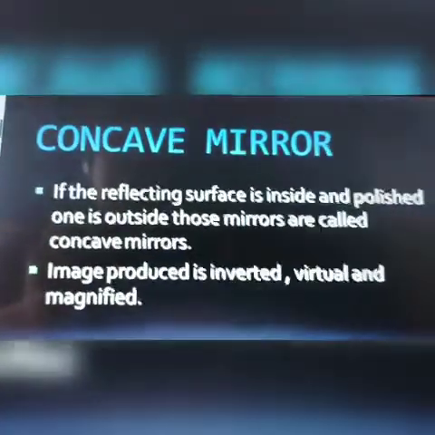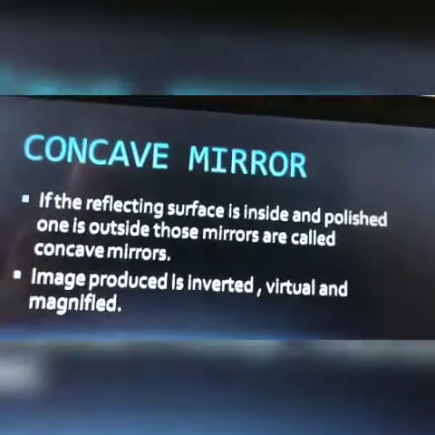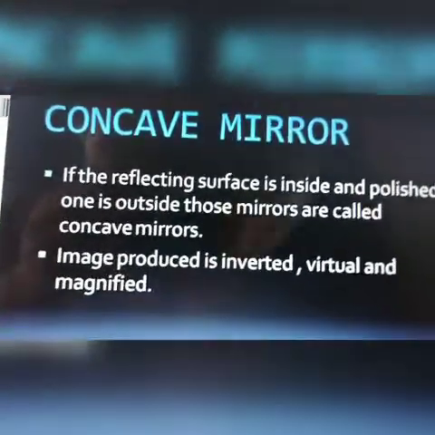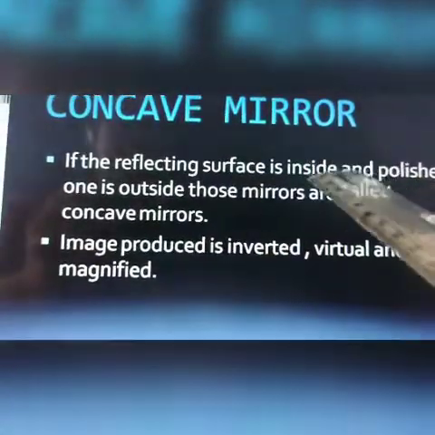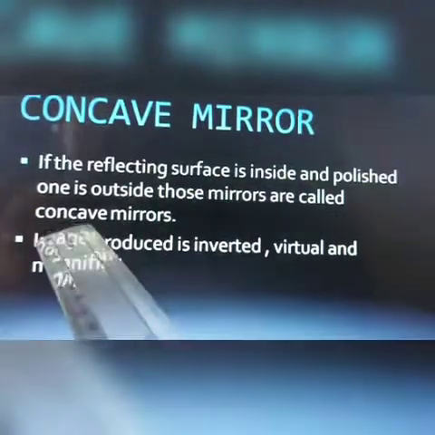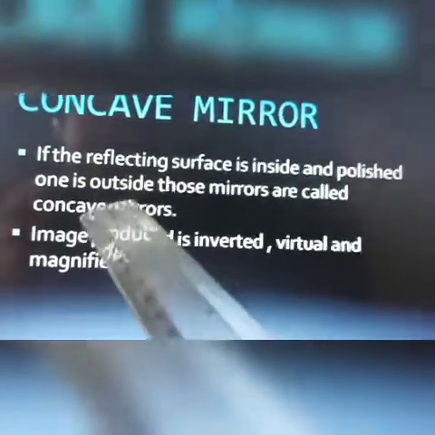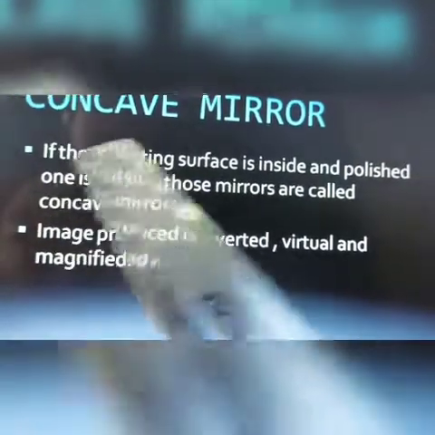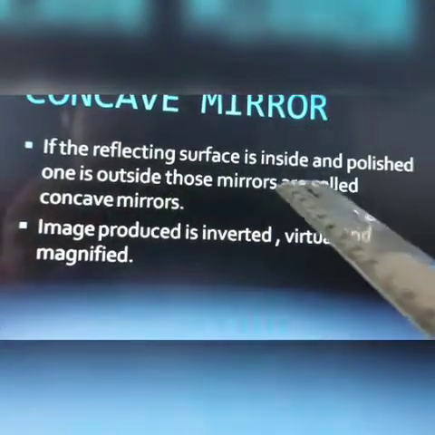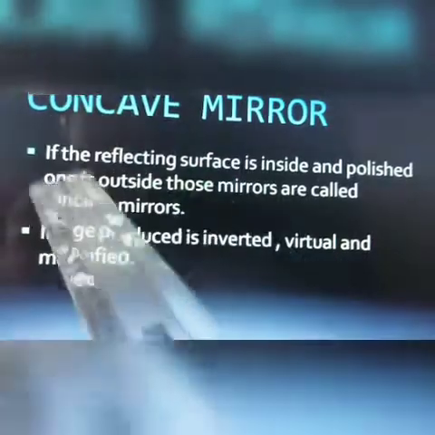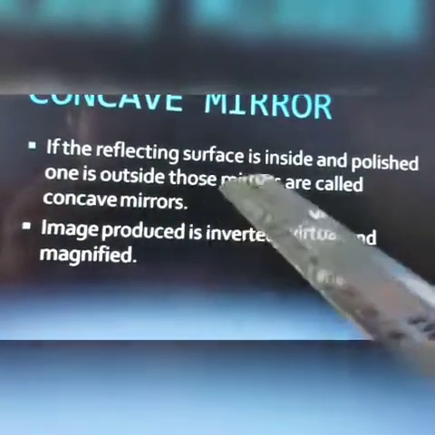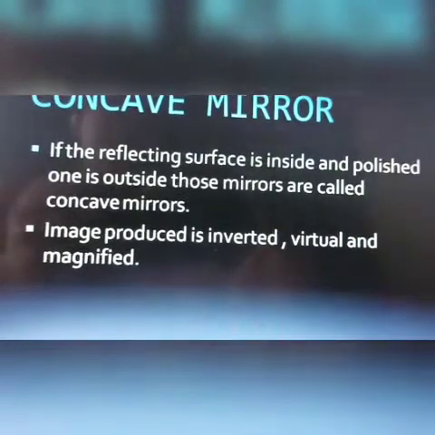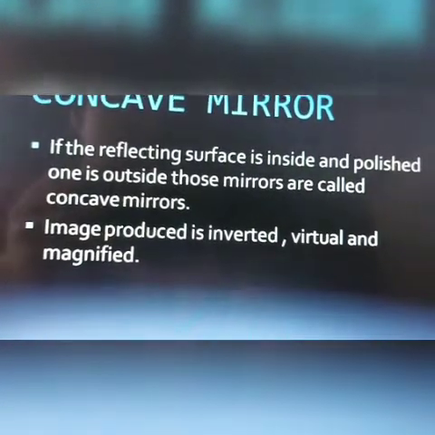Moving forward, we are going to talk about concave mirrors. This is the third type of mirror. In a concave mirror, the reflecting surface is inside and the polished one is outside. Again, let me repeat: if the reflecting surface is inside and the polished one is outside, those mirrors are called concave mirrors.